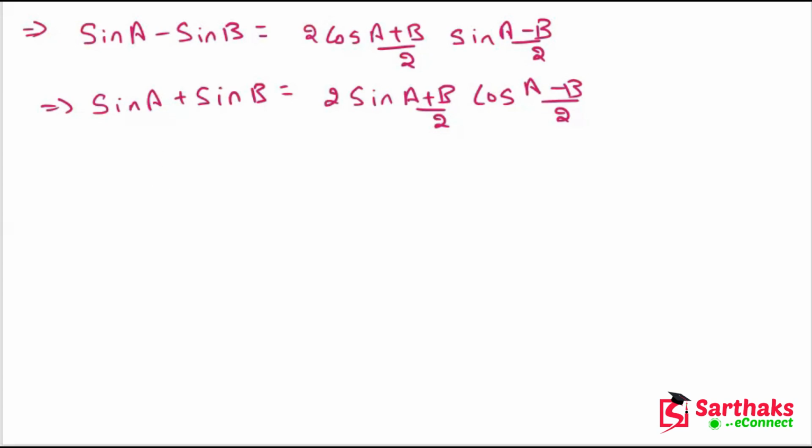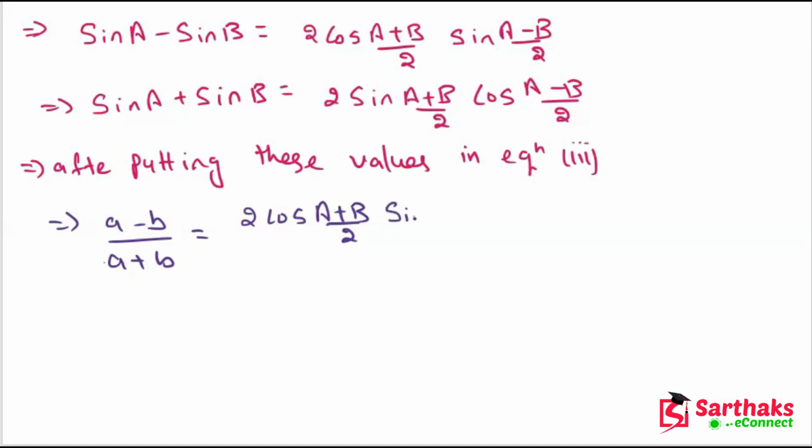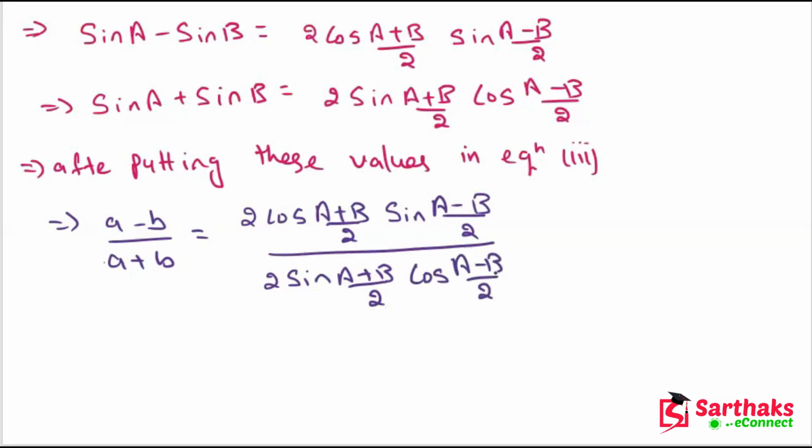So it will become, after putting these values in equation 3rd, the equation 3rd will become (A minus B) upon (A plus B) is equal to 2 cos((A plus B) divided by 2) sin((A minus B) divided by 2) upon 2 sin((A plus B) divided by 2) cos((A minus B) divided by 2).